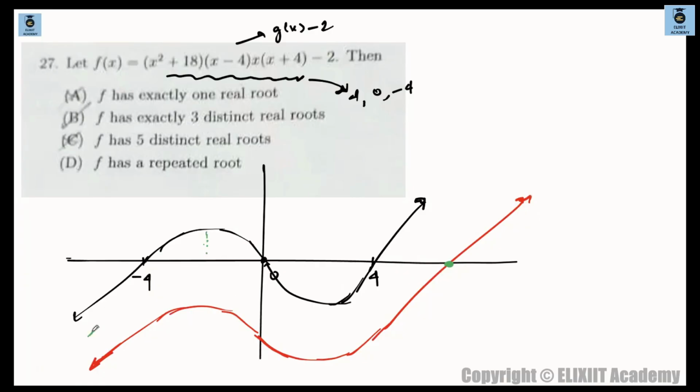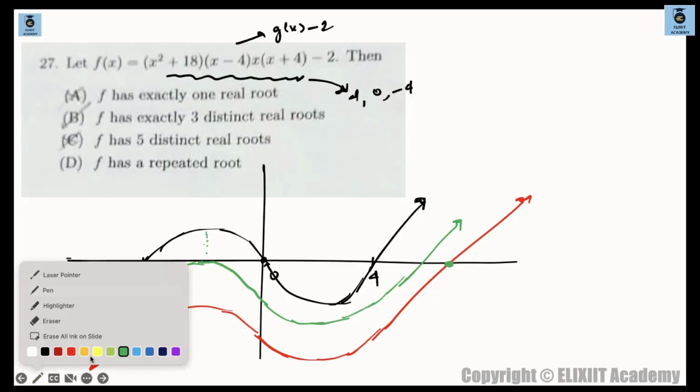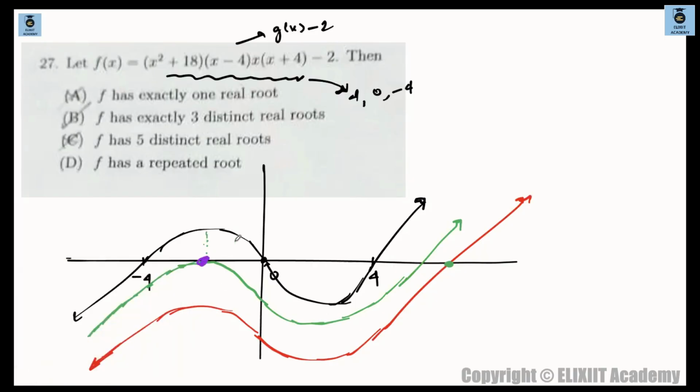Now what if the graph goes like this, touches the x-axis over here, and then comes down like this? Touches the x-axis and then comes down like this. So in such a case, you can see that there are two repetitive real roots, and then one distinct real root. Two roots are repeating, and then one distinct real root, right?